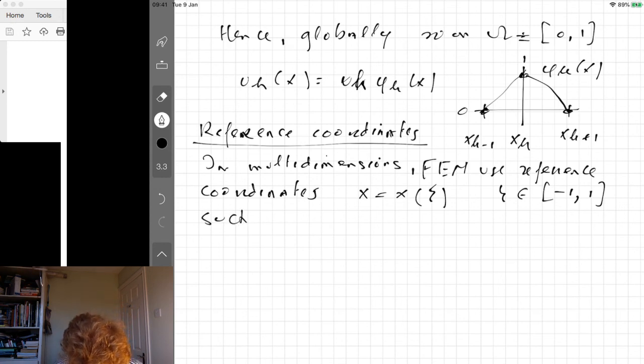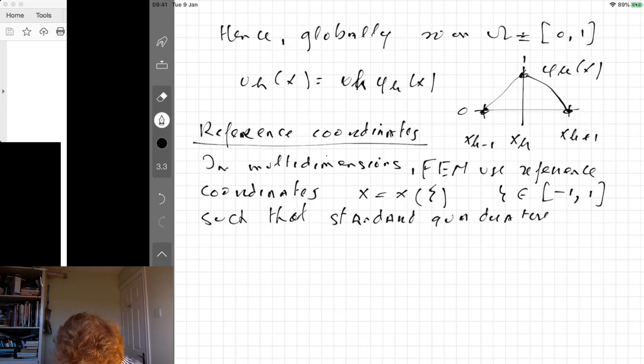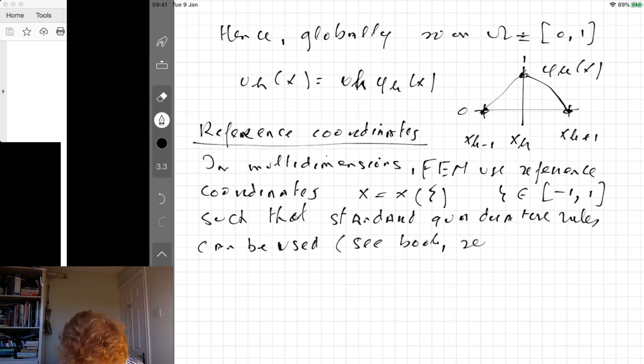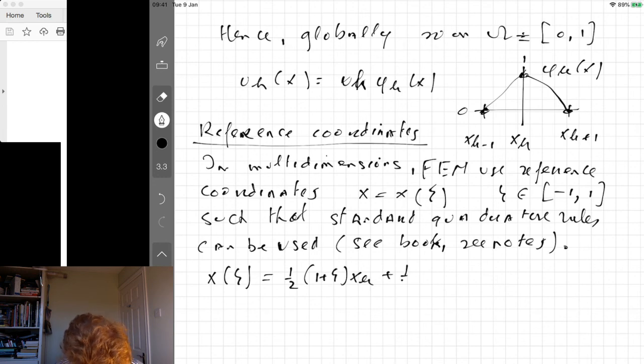And that's done such that standard quadrature rules can be used. See the book, see the notes I put online on finite elements. So let's define x of xi. That is half (1 plus xi) x_k plus half (1 minus xi) x_{k-1}, with xi in the set minus 1, 1.